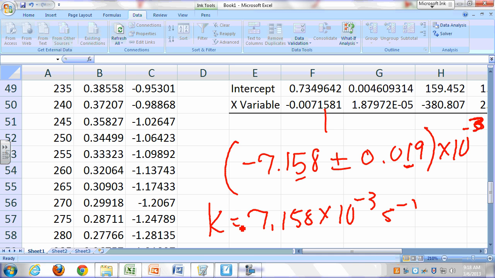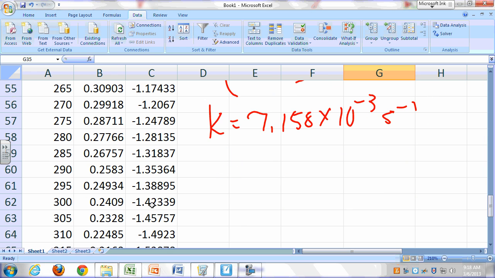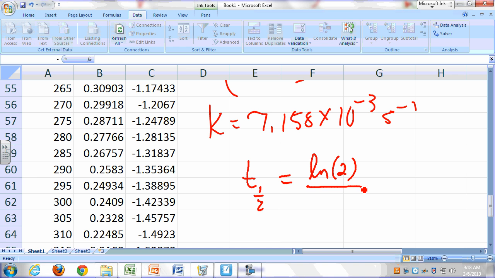Okay. So if that's my rate constant, what is my half-life? I know this is first order, so half-life is how much? ln of 2 divided by k, right? First order. So what's ln of 2? 0.693 divided by k. What would that be?